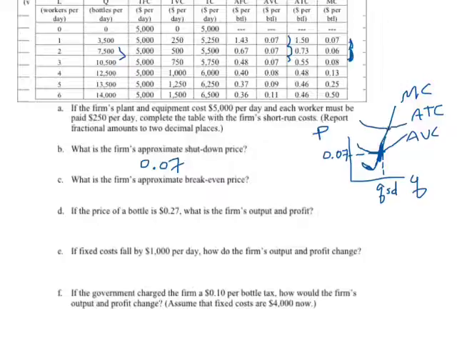Break-even price, I'm looking for this one. And I'm going to be looking for where that marginal cost is equal to the average total cost. Let's see, marginal cost is way below average cost, still way below, getting closer. Somewhere between output 13,500 and 14,000, my marginal cost goes from being smaller to greater than average total cost.